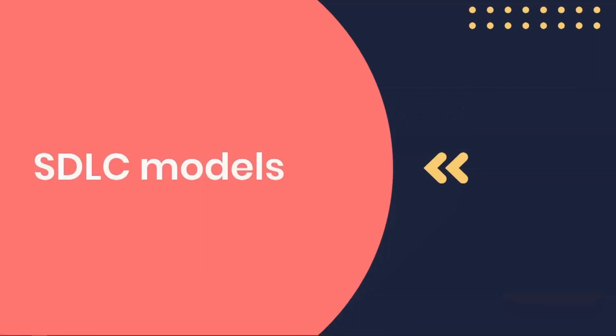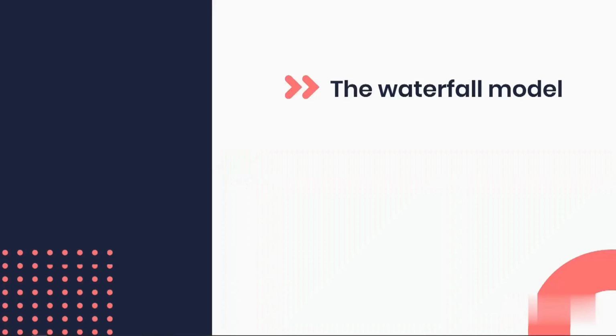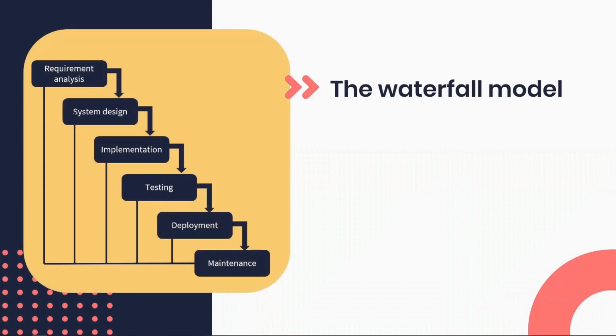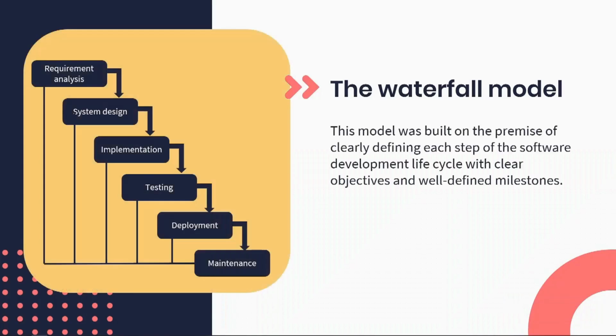There are quite a lot of models that are used in following the software development lifecycle. The most popular is probably the oldest as well, as mentioned earlier, and that is the waterfall model. We already spoke about the waterfall model, which was the earliest model that was used in software development. It was built on the premise of clearly defining each step of the software development lifecycle with clear objectives and well-defined milestones. This diagram shows how the waterfall model executes the software development lifecycle.